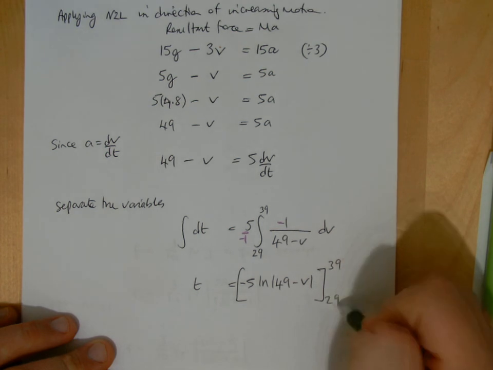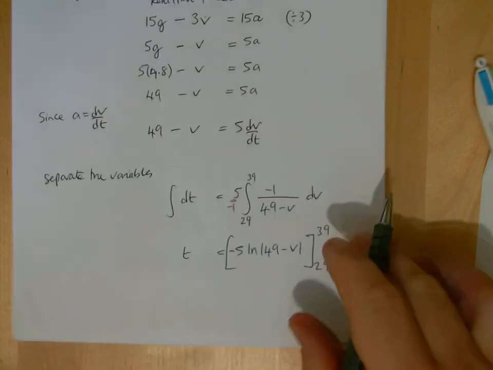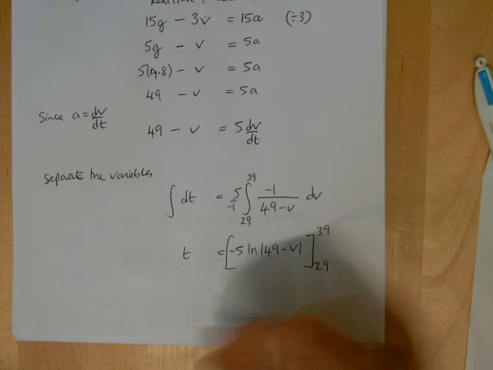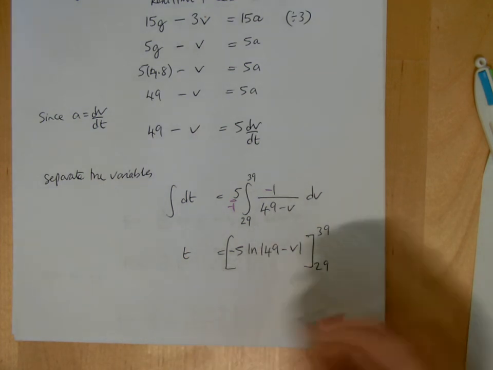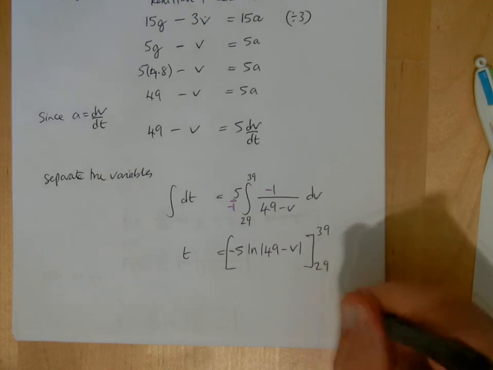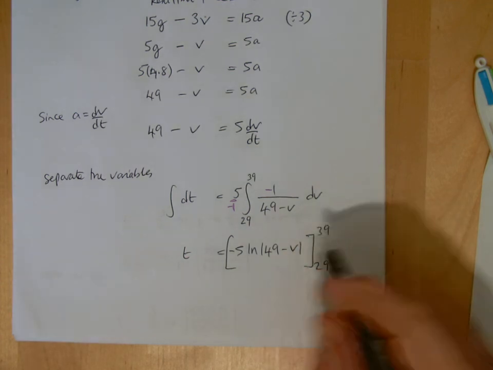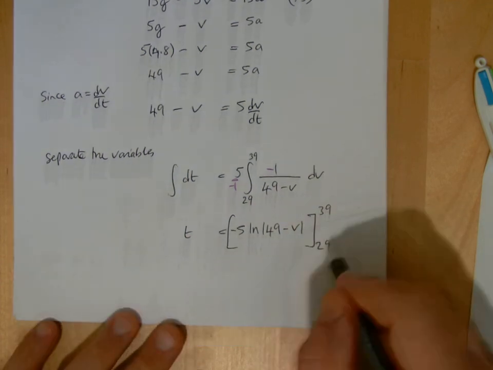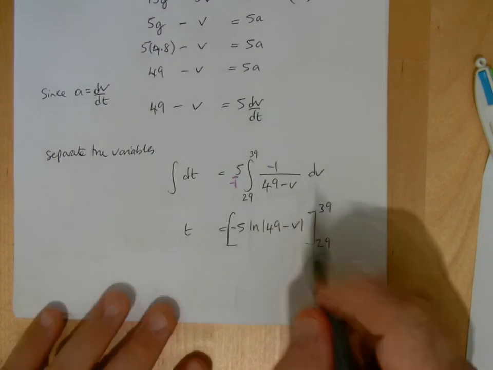between 39 and 29. You don't have to use limits, as I said. You could put plus c and go through the process. You could say, when t is 0, v is 29, work out what c is, and it'll figure its way out from there. But this is just a slightly quicker approach.